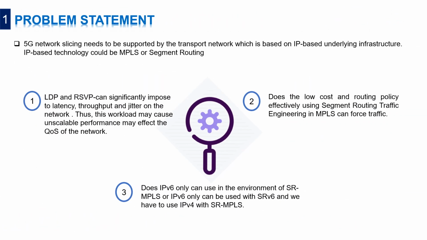The problem statement: 5G networks need to be supported by a transport network based on IP-based underlying infrastructure. IP-based technology could be MPLS or segment routing. So for the problem statement, in MPLS we need to use LDP and RSVP, which impose latency, throughput, and jitter on the network.